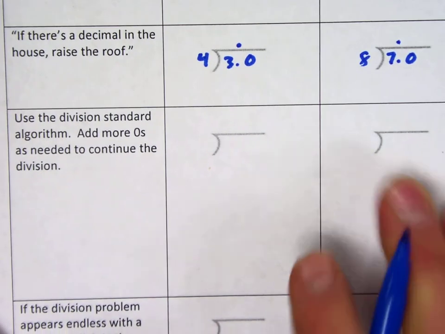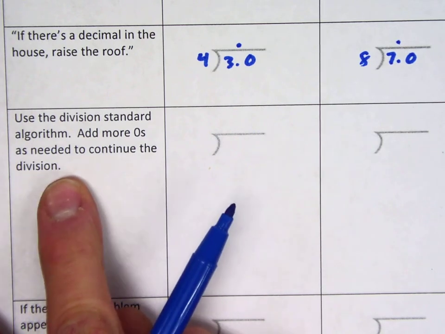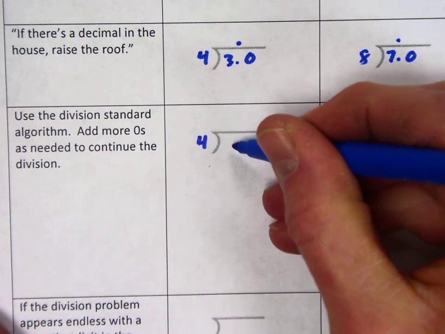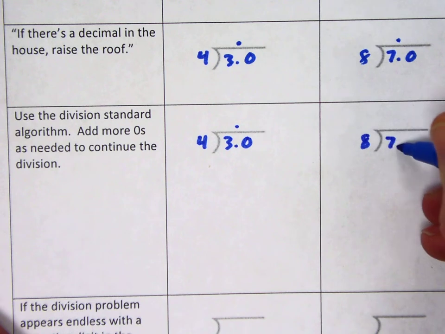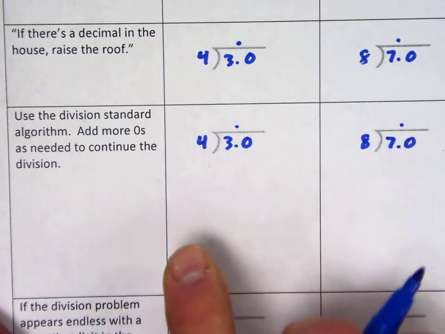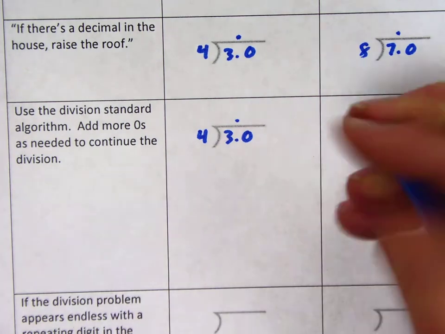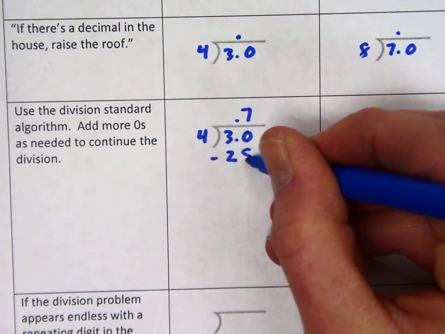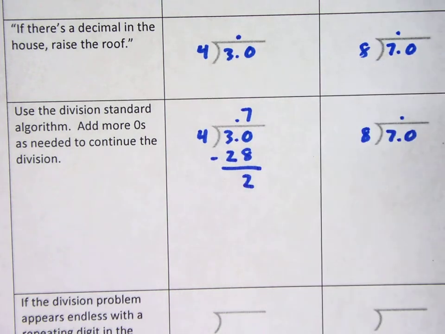Okay, the next step is to use the standard division algorithm, and you're going to add more zeros as needed to continue the division. So again, I'm going to copy whatever I have above, and I'm going to work my next step. Can I subtract 4 from 30? Yeah, I can do it 7 times at least to begin the problem, and that would be 28. 7 times 4 is 28. And I'd have 2 left there.